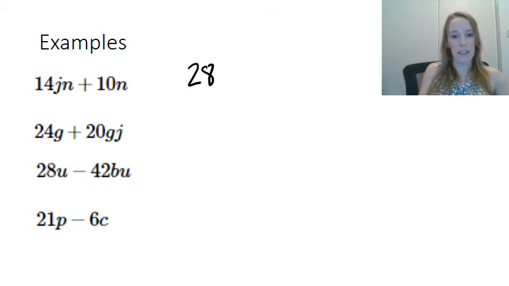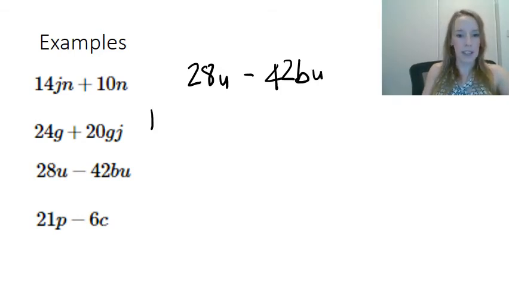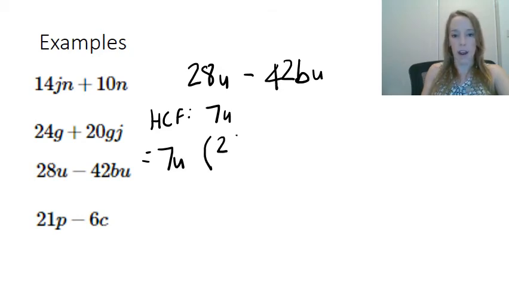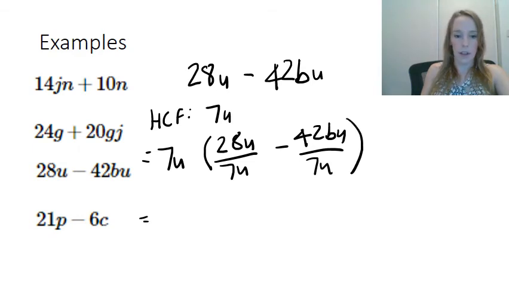So we've got 28u take 42bu. Okay, so our highest common factor here. So our highest common factor of 28 and 42 is going to be 7. And looking at our pronumerals, we've got a u. So we're going to do our usual steps. Highest common factor at the front, rewrite our expression, dividing each of the terms by our highest common factor by 7u. So 7u, u's will cancel.